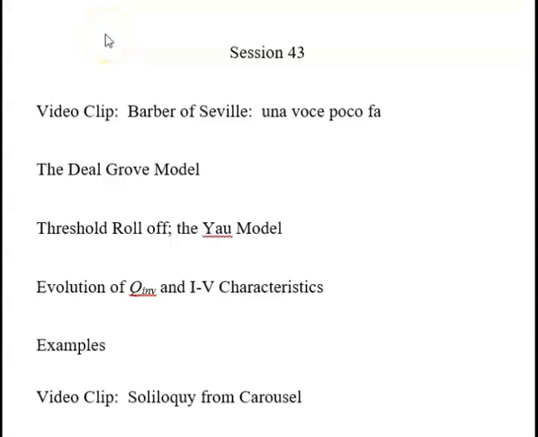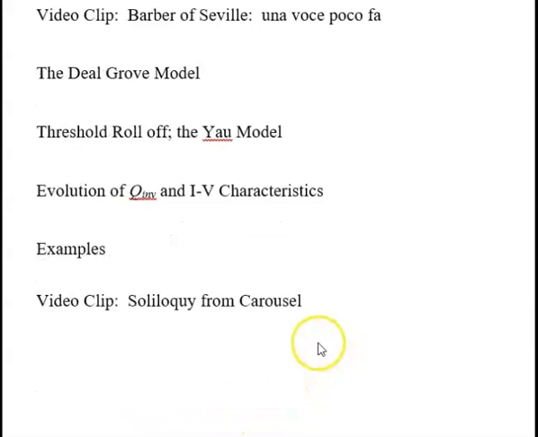Welcome back. These are some of the topics we'll be covering in today's session. We're going to work our way through the Deal-Grove model of thermal oxidation, and then we'll be tying up some loose ends, and if there's time we'll go into some examples. If not, we'll leave it for the next session, and we'll end with the marvelous soliloquy from the musical Carousel.